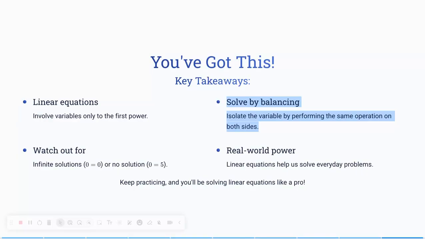This is really important. The things you do on one side of the equation should be done to the other one. Please remember that. And you should also watch out for some solutions that may surprise you but can actually happen, which are infinite solutions when 0 equals 0, or no solutions when 0 equals one number. And then remember that math is everywhere, so this is really useful, not just for school but for life in general. If you keep practicing solving equations, you'll become really good at it, because it's not really that complicated.